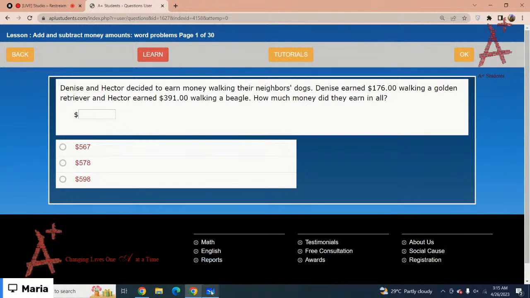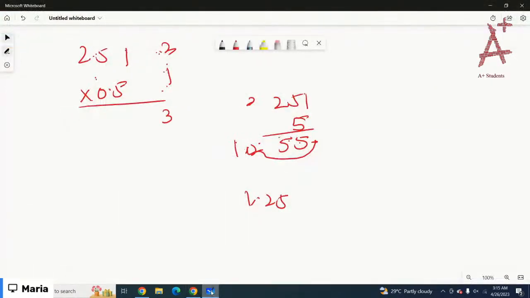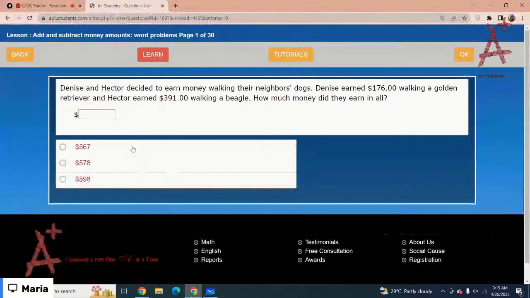It would be 176 plus 391. 6 plus 1 is 7, 7 plus 9 is 16, 1 and 3 is 4 and 1 is 5. So it would be $567. That means the total amount they earned is 567. Got it? That would be option number 1.